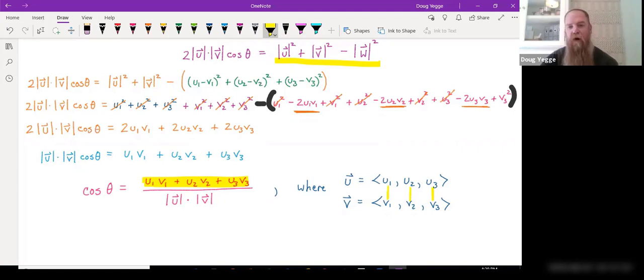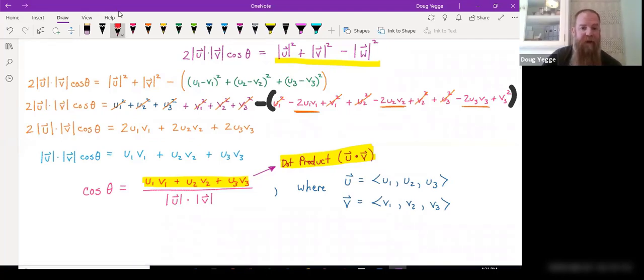That comes up so often in calculus, in multivariable calculus, that we give it a name. And it turns out that the name of this quantity right here is the dot product of U and V. Or in other words, U dot V. So we say that the dot product of U and V is just the product of the x's, the product of the y's, and the product of the z's added together.